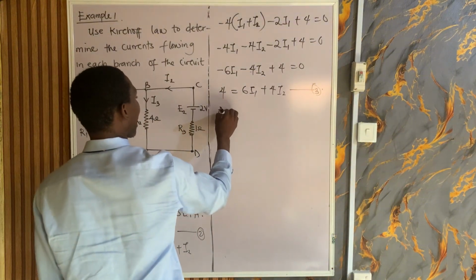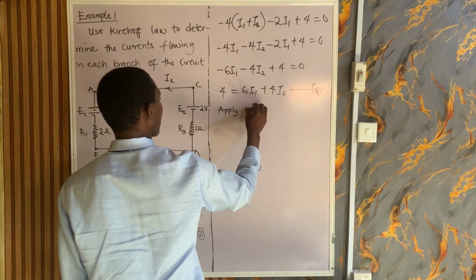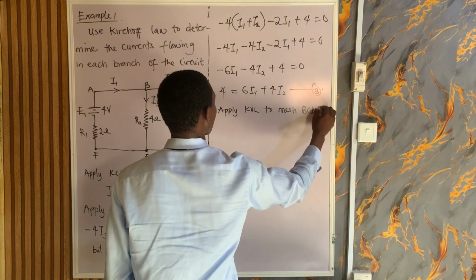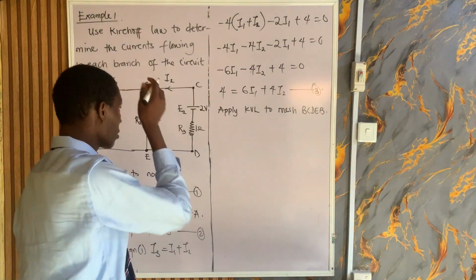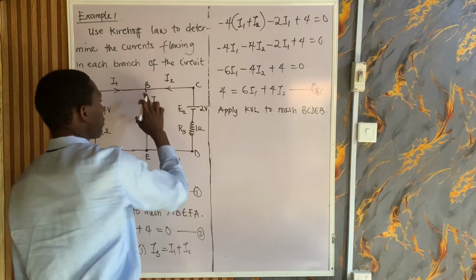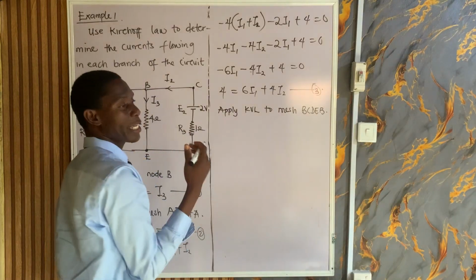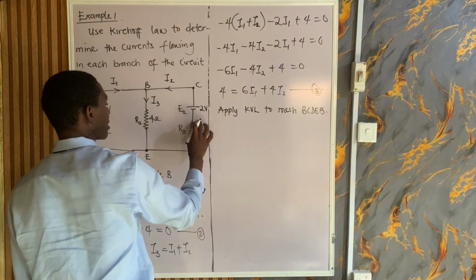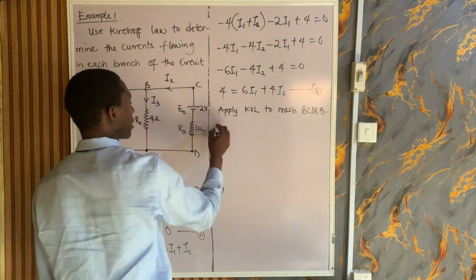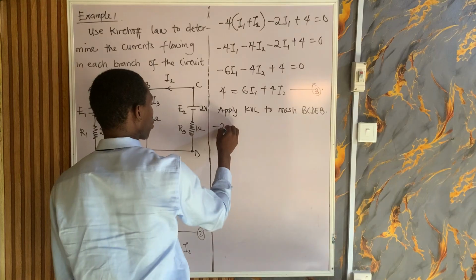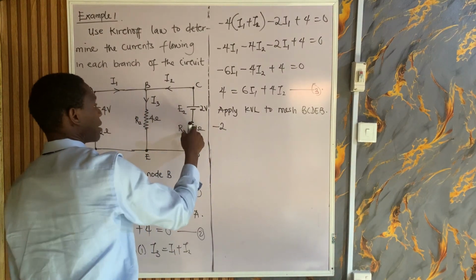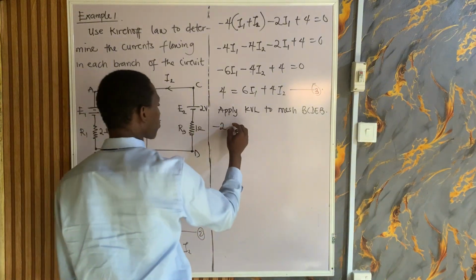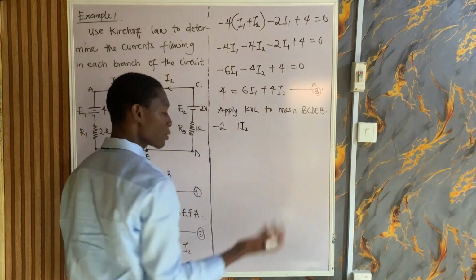So again, apply KVL to mesh BCDEB. So from here, B to C, no circuit element. But from C to D, we have the E2 and this resistor here. So for this E2, it's 2 volts, minus 2, because I've seen the short arm lastly. Then going downward again, you meet this resistor here. It's going to be 1 times I2. So that's 1 I2, which is I2 actually.